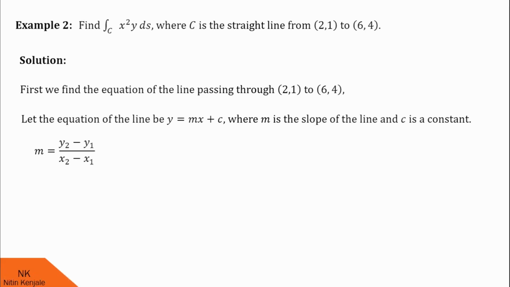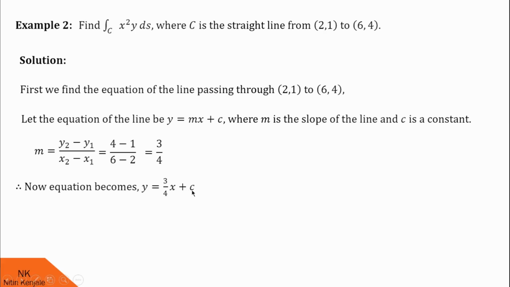We know slope formula is (y2 minus y1) upon (x2 minus x1). Here, this is our (x1, y1) and this is our (x2, y2). So slope will be (4 minus 1) upon (6 minus 2), which is 3 by 4. Substituting which into this equation, we get equation of line as y is equal to 3 by 4 x plus c.